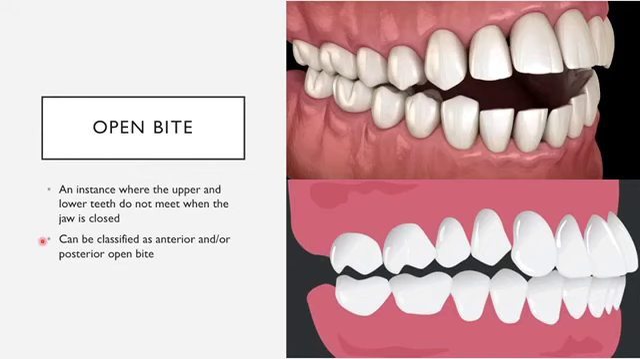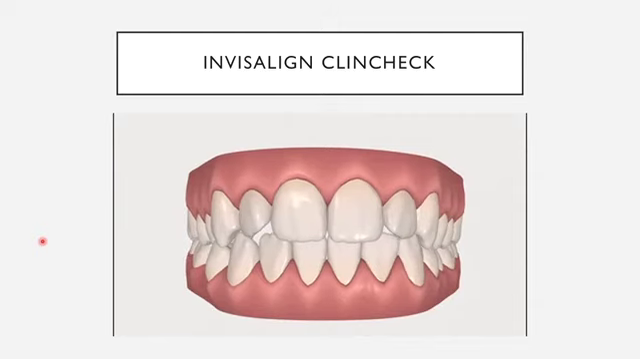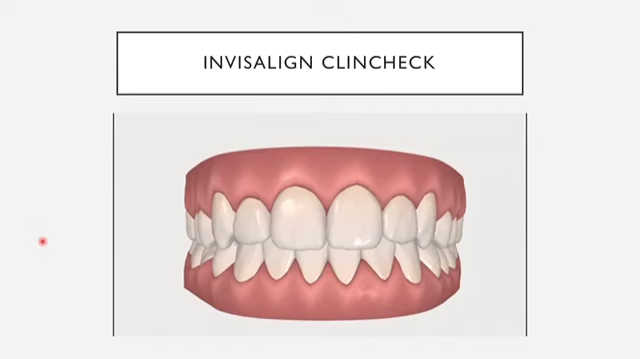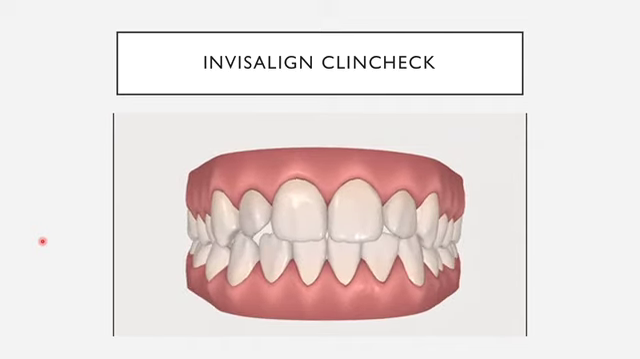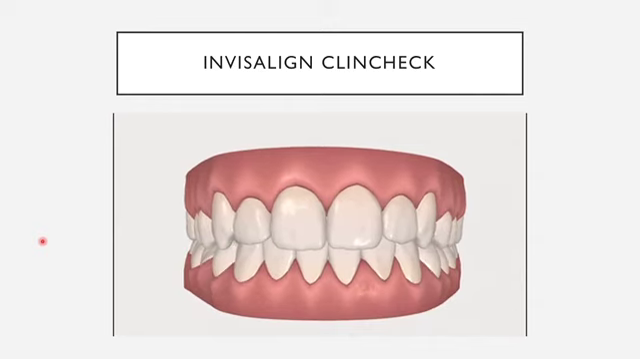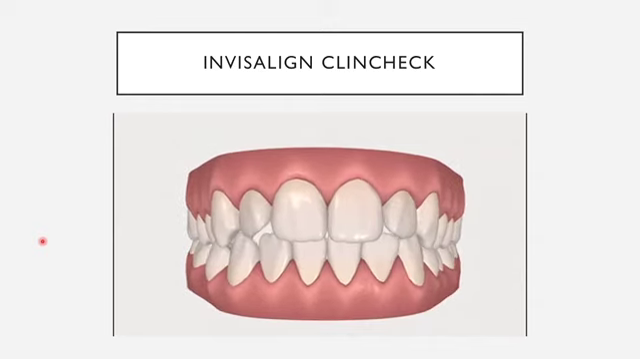Now let's talk about open bite. Open bite is an instance where the upper and lower teeth do not meet when your jaw is completely closed and biting down. This can happen in the anterior portion of your mouth or the posterior portion. This is a really cool Invisalign ClinCheck simulation of an open bite case that was corrected with Invisalign. Though this is not a severe case of open bite, I thought it was cool to include the simulation that Invisalign ClinCheck offers.